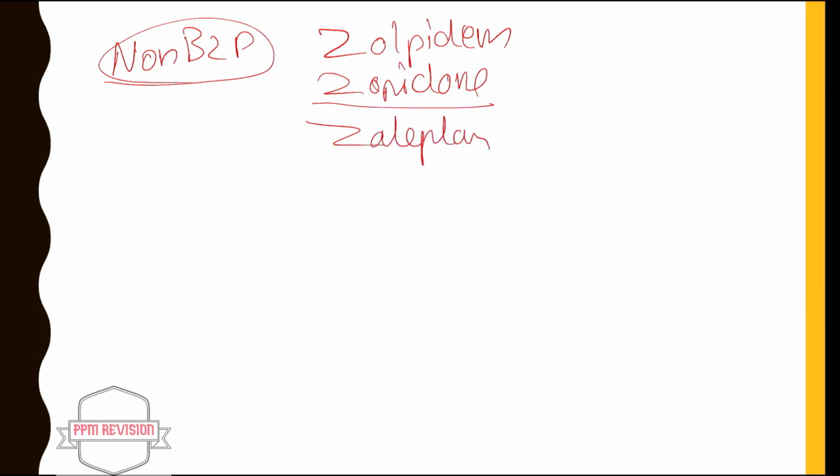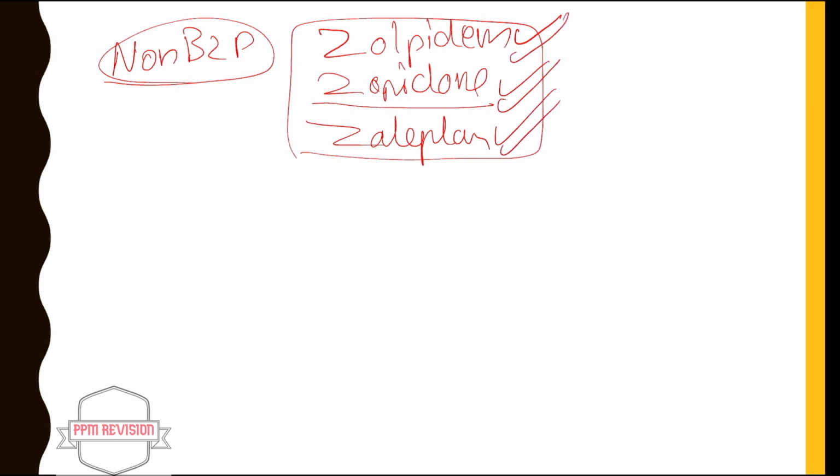So it's more like a tongue twister. The faster you say it and the more frequently you say it, the more it's going to register in your mind. So all the Z's come here. Non-benzodiazepine hypnotics: zolpidem, zopiclone, zaleplon. Okay, so you have just memorized it.